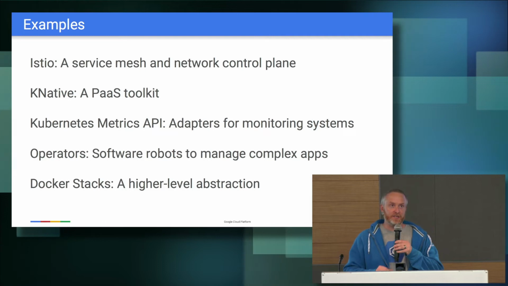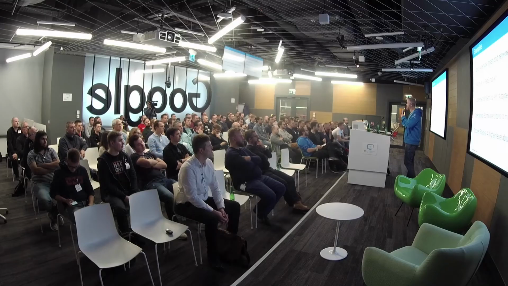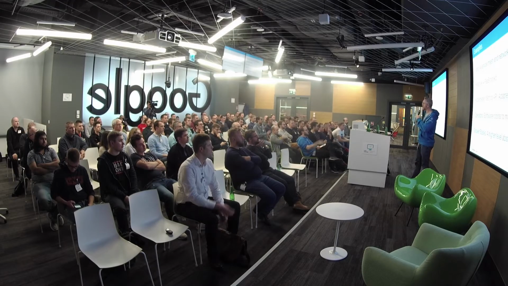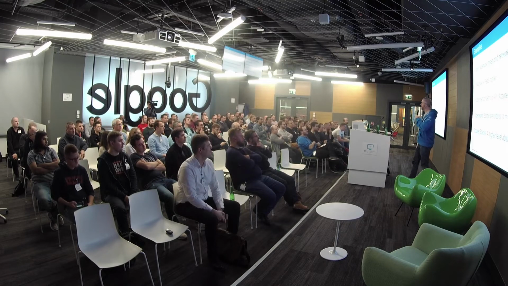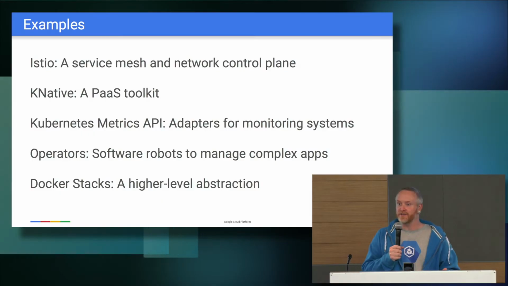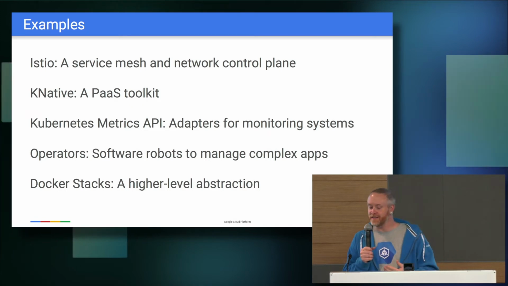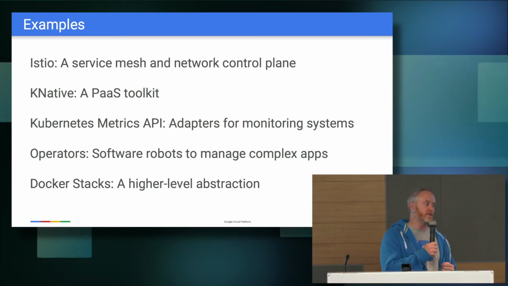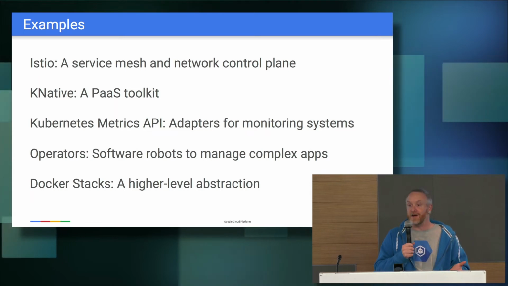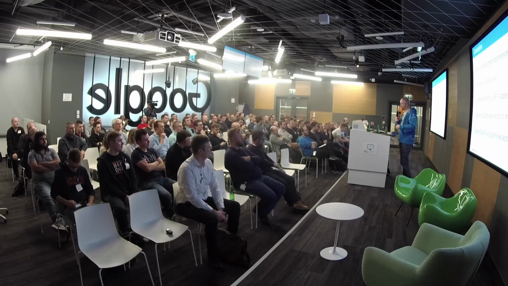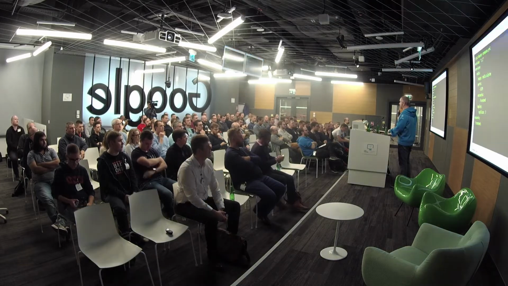Another example that I'm going to dig into right here is Docker Stacks. Have you ever used Docker Compose? A lot of hands there. Docker Compose is a really nice, simple interface. It hides a lot of the details from you. One of the things Kubernetes gets charged with a lot is too much YAML, and there's a lot going on in our YAML. Docker Compose is a really nice, simple YAML interface.